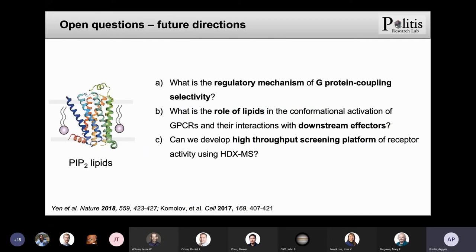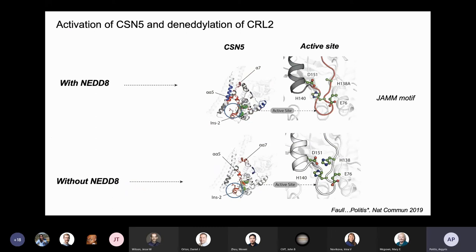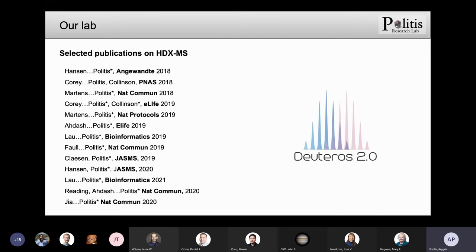I have a few slides to show, but I'm going to skip this project because it's good to give some time for questions. Here are some of the publications we have published in the last few years from my group, focusing primarily on HDX mass spectrometry, but we have also done some work with native and ion mobility mass spectrometry. We have also developed a software, Deutero, which can be used for rapid analysis and statistical analysis of HDX mass spec data.